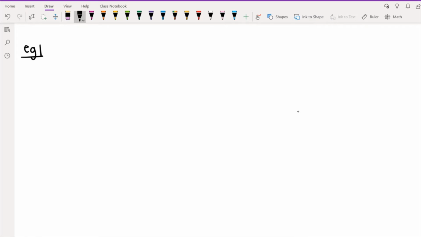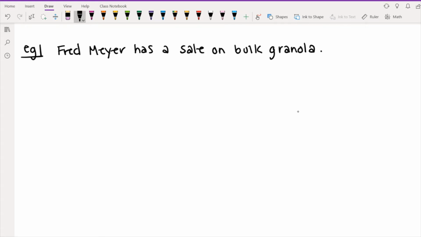real world. So let's say that you're shopping at Fred Meyer and they have a sale on their bulk granola. So Fred Meyer has a special sale on bulk granola. So bulk, I just mean the bins where you can go, they're probably closed for COVID right now, but where you can go and scoop out whatever amount you want and buy that is what I mean when I say bulk.